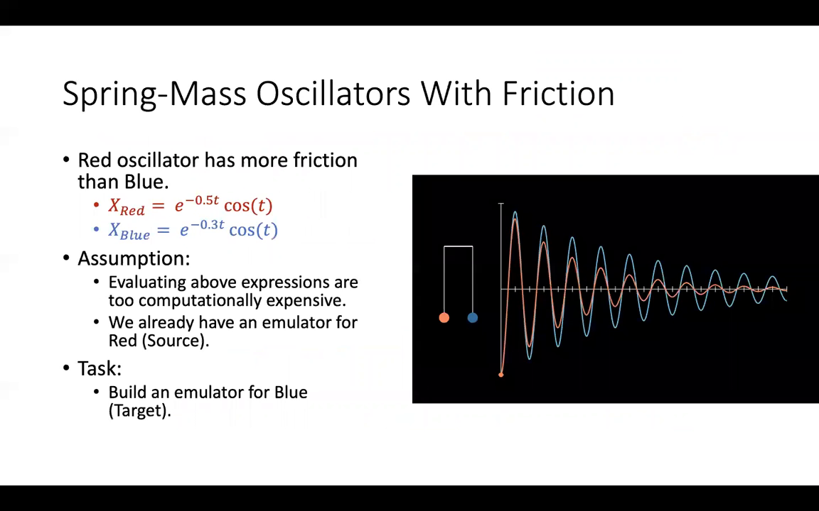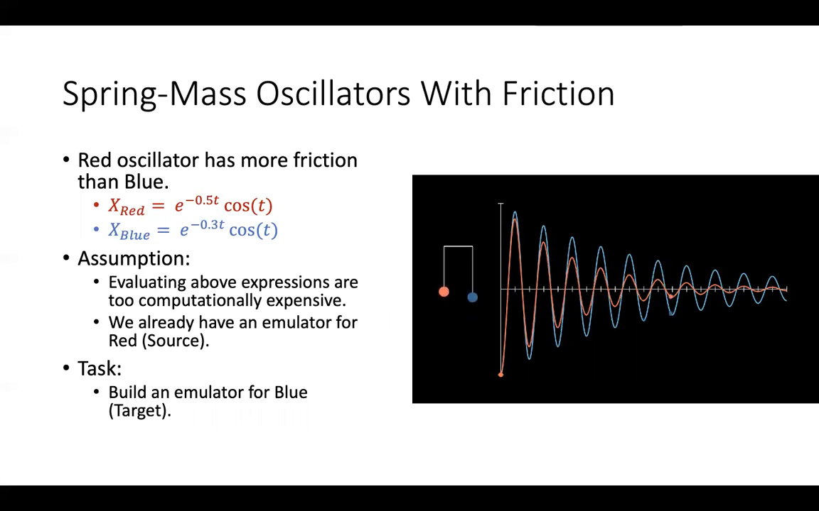Here we are going to look at a spring mass oscillator system with friction. We are considering two spring mass oscillator systems. I call them the red and the blue. The displacement of the red oscillator with time is given by these equations. We assume the red oscillator has more friction than the blue. As you can see from this nice animation, both oscillators have the same frequency, but the red gets damped pretty quickly compared to the blue. So the red has more friction than the blue.